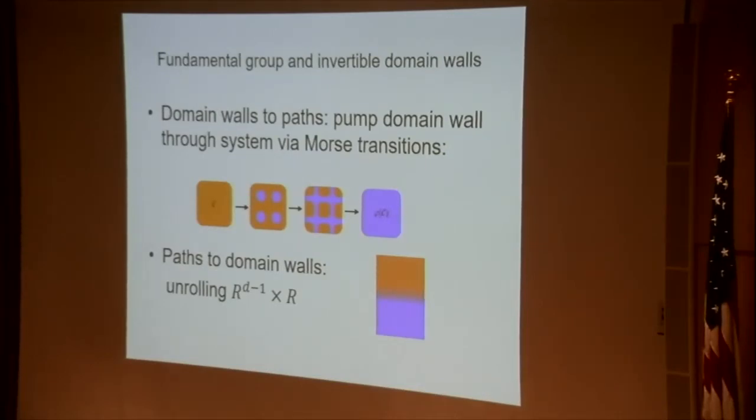And the other way, going from a path of Hamiltonians to domain walls, that's completely analogous to what Kitaev did for the invertible case. You unroll this family of Hamiltonians onto the last factor of your space, and then you can argue physically there would be a domain wall. So that's basically his idea of unrolling. So that's from pi 1 to domain walls.